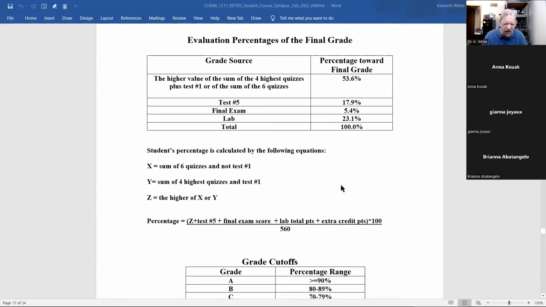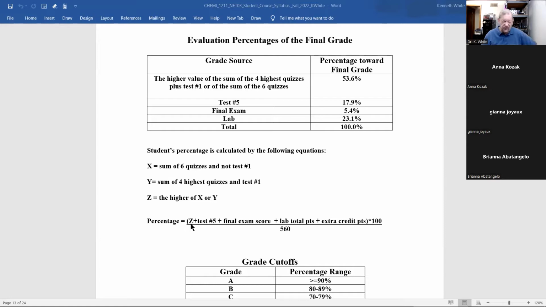So what does this all mean? And this is in the syllabus. Your student percentage to get your grade is calculated by the following. X is the sum of the 6 quizzes' total points, not test 1. Y is the sum of the 4 highest quizzes plus test 1. Z is equal to the higher of X or Y. Whichever is higher, X or Y, I'll use as Z.